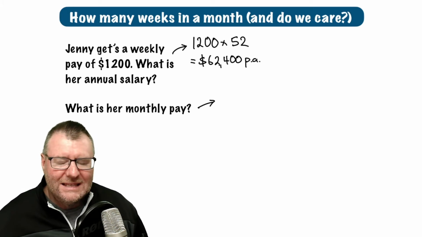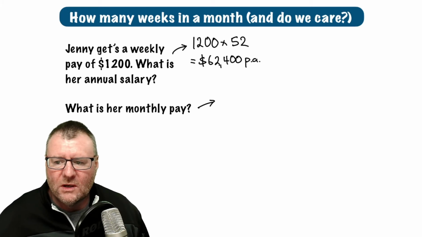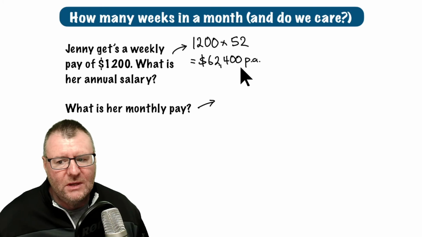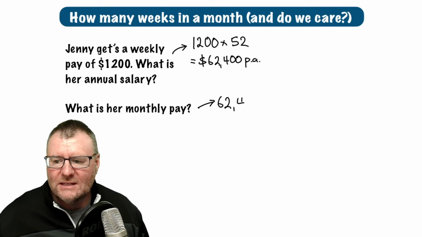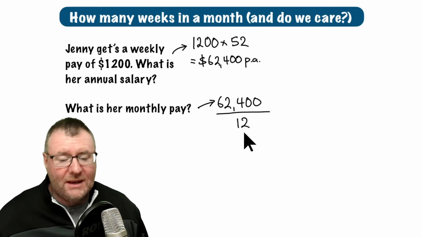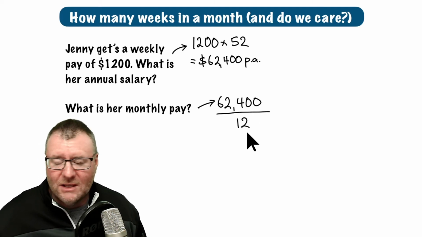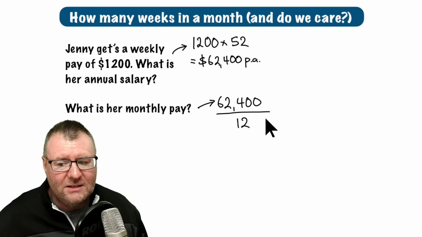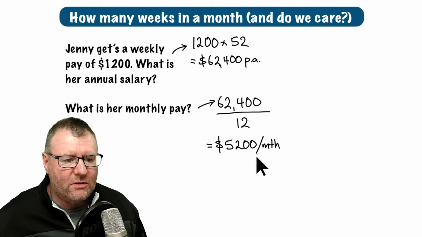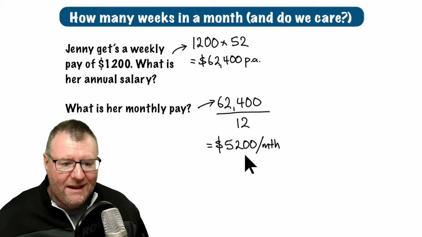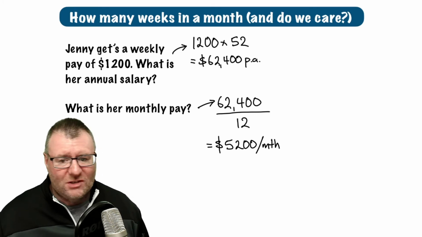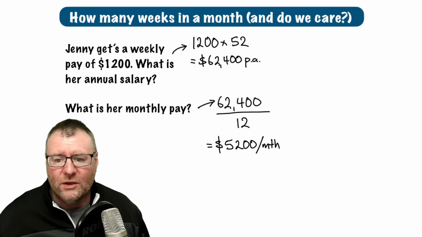When we're doing these monthly calculations, we always work from this yearly amount. We always convert it, if we have to, to a yearly amount. So we're going to take our $62,400 for the year, and we're going to divide it by the number of months in a year. Every year has 12 months. So her yearly amount divided by 12 months gives me a monthly pay of $5,200 a month. Now, this is much more accurate than what we did previously. So just remember, never ever just simply multiply the weekly amount by 4. You'll get it wrong every time.